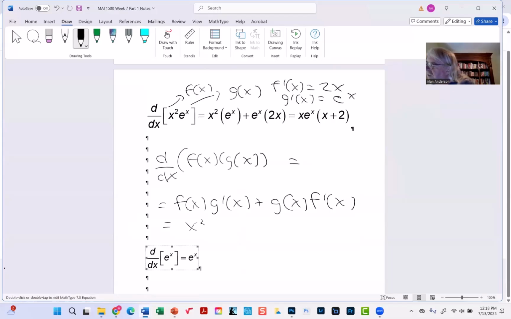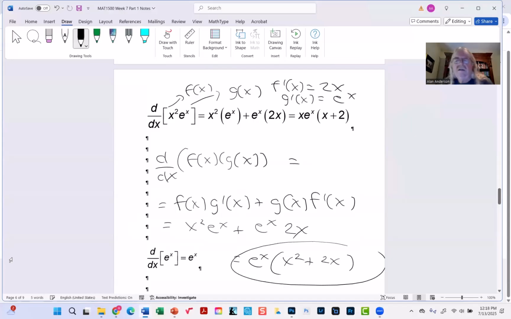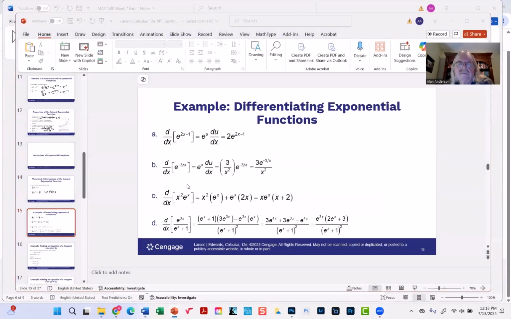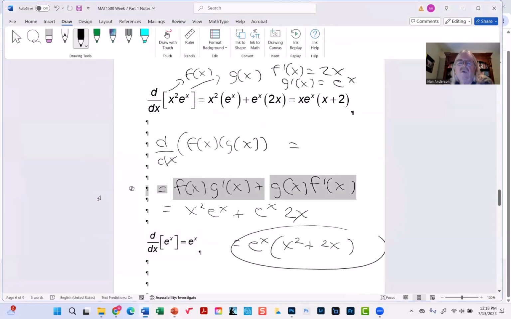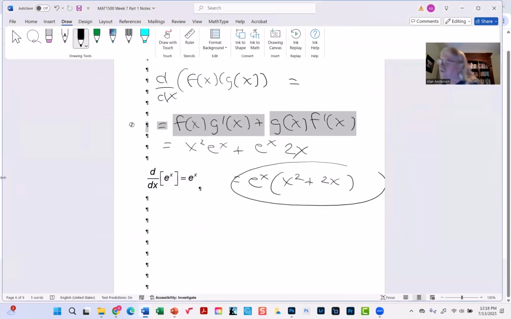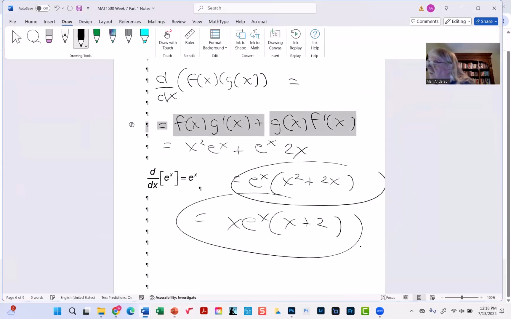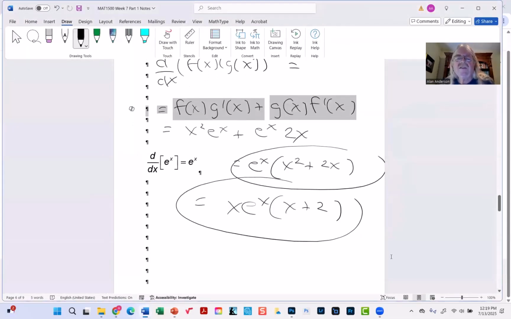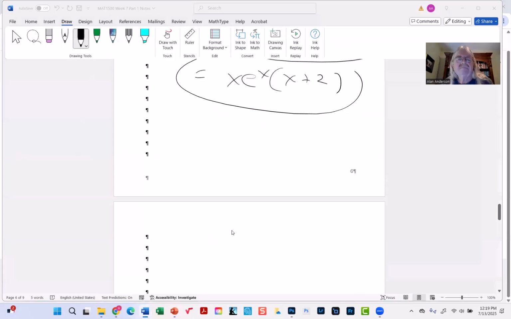x squared e to the x, plus e to the x times 2x. All right. Oh, I see what they did. They factored out the x as well. And we have the same thing, of course. All right. Now this last one, of course, involves a quotient rule.